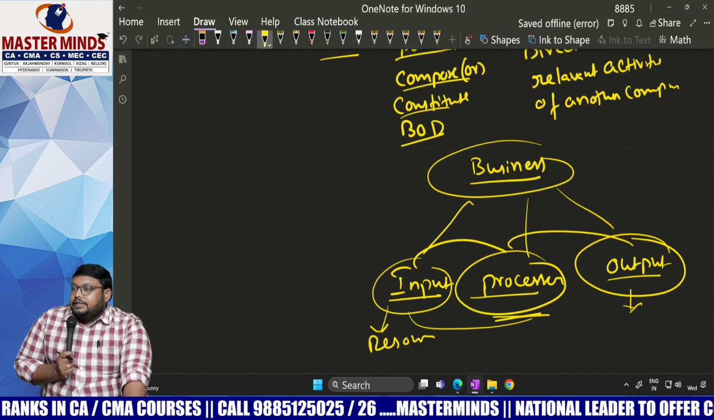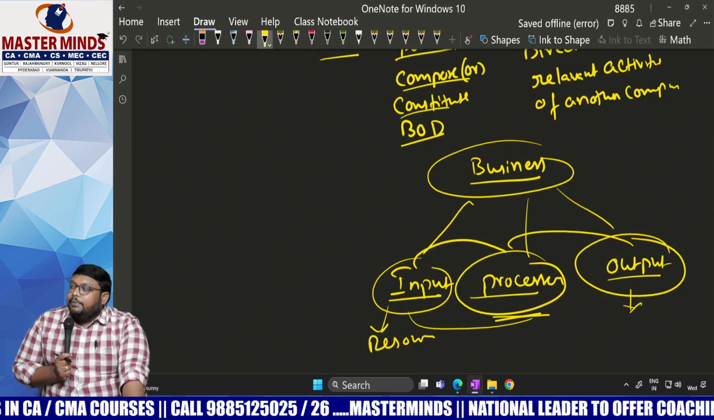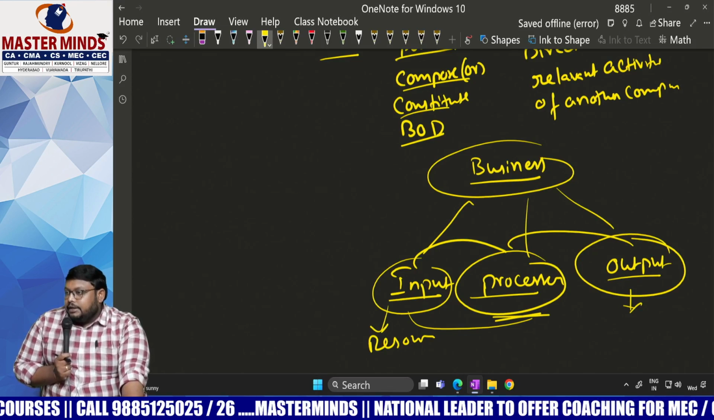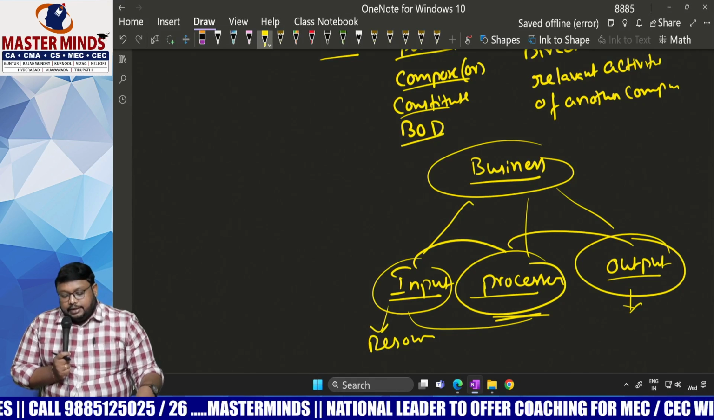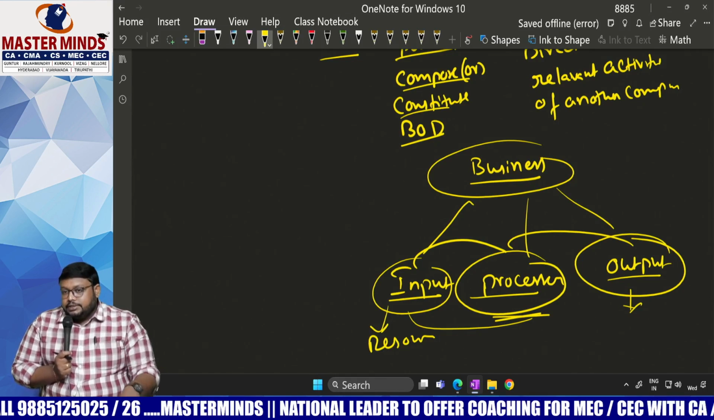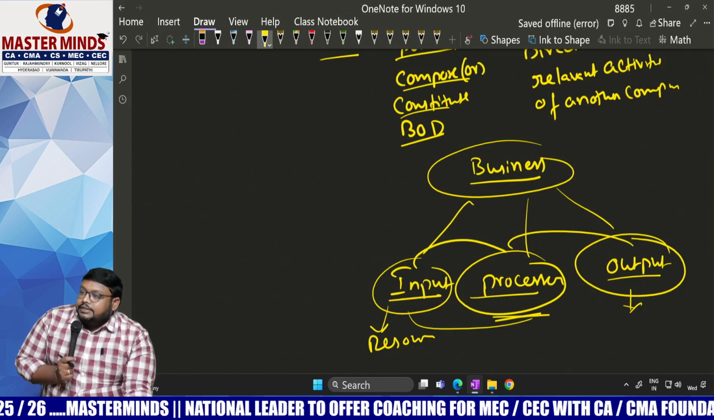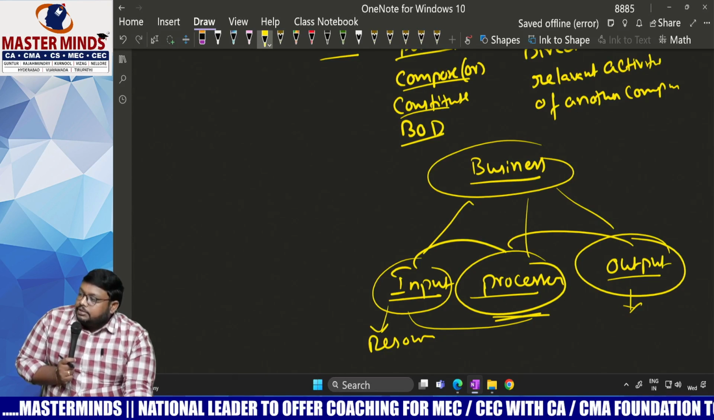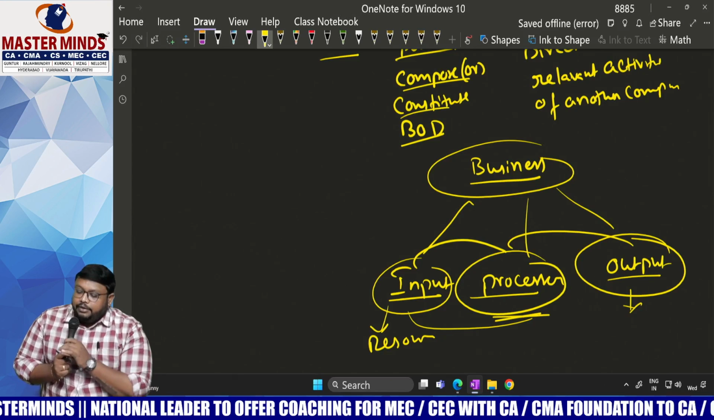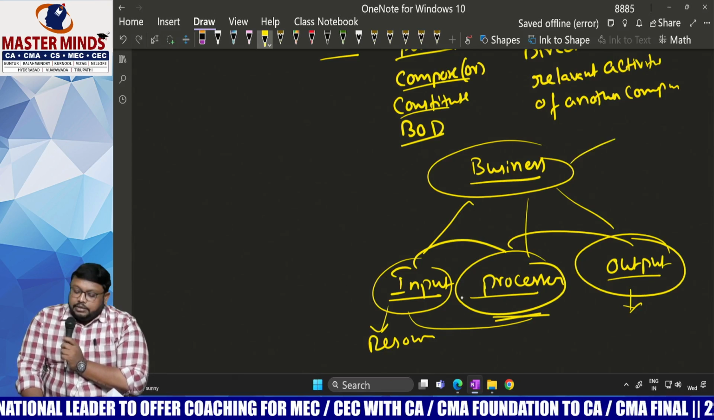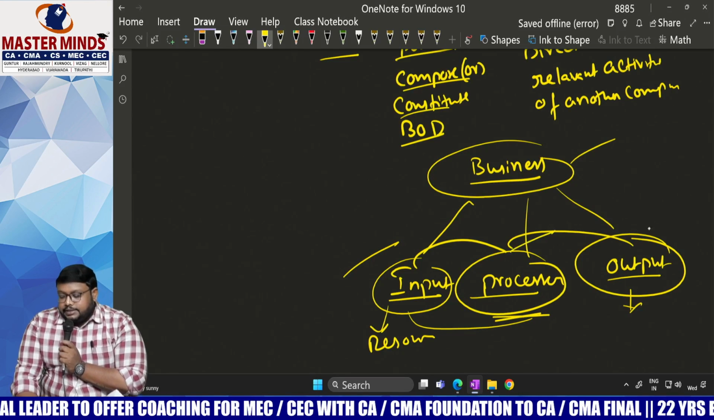Sir, in some businesses these three activities might not all be there, but it is still a business. In some exceptional cases, some service-oriented organizations do not have input, processes or output, and such kinds we can say are also a kind of business. But generally, this is the criteria Ind AS 103 is saying: there should be input, processes, output.